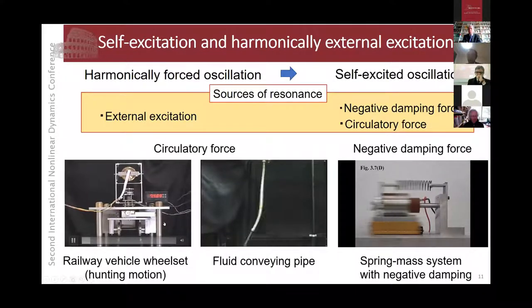This is a model of the railway vehicle wheel set. The running speed is increasing. Above a critical speed, you can see the hunting motion. The hunting motion is a kind of self-excited oscillation due to the circulatory force. And the center video is a fluid conveying pipe. This is a self-excited oscillation due to the circulatory force, as you know very well.